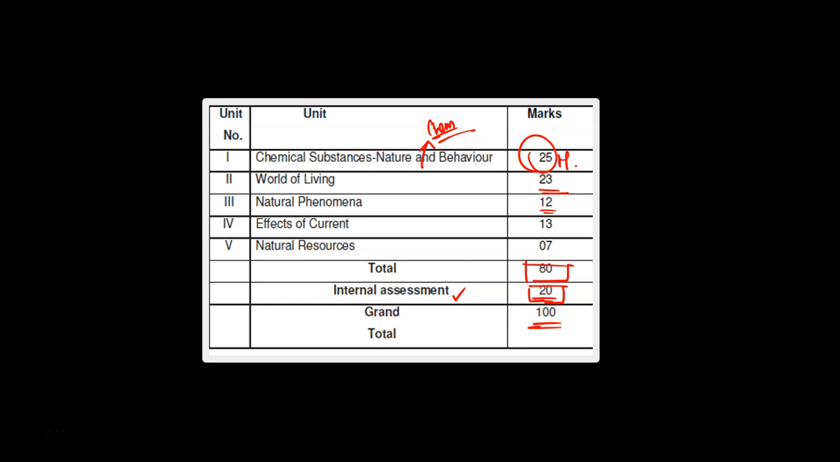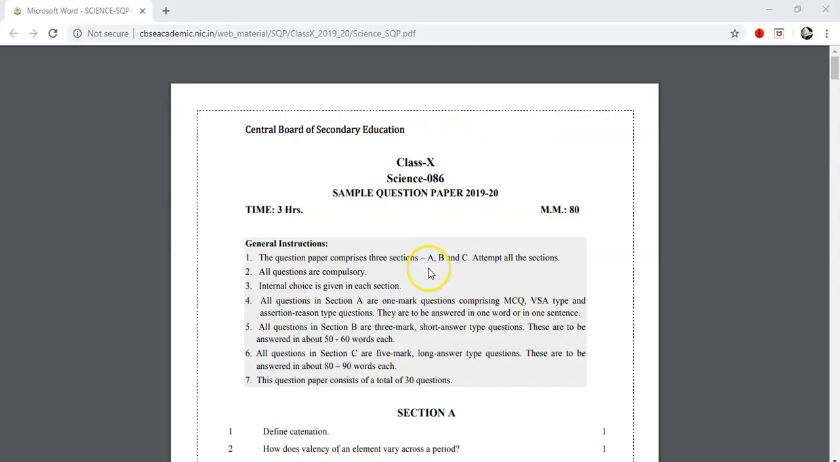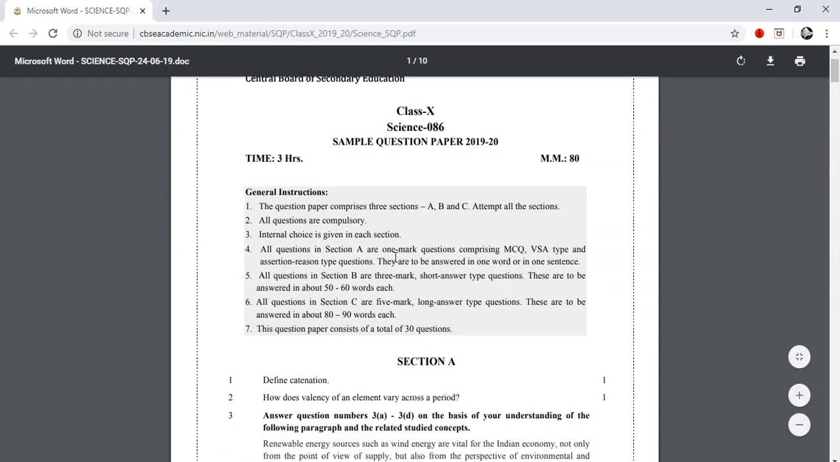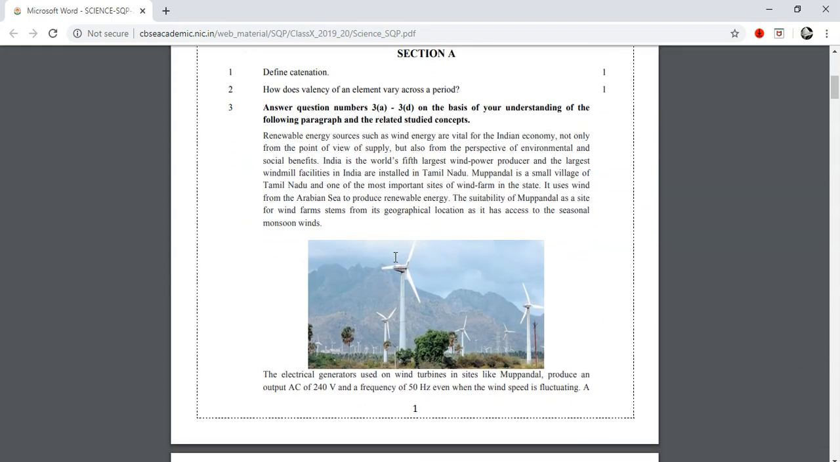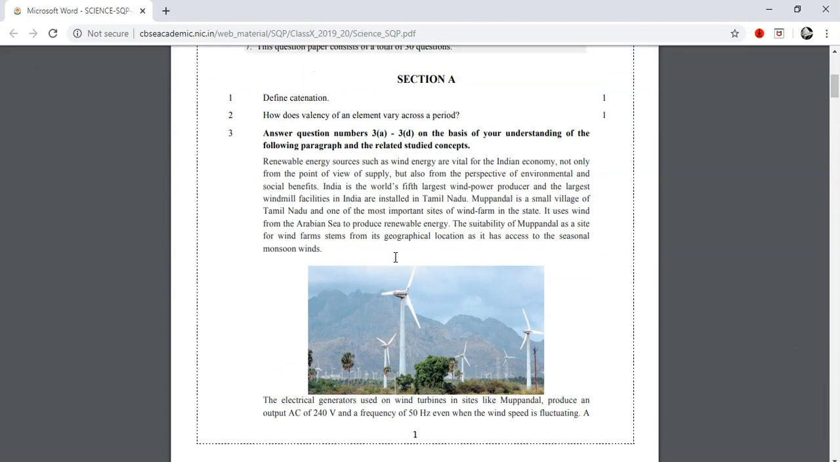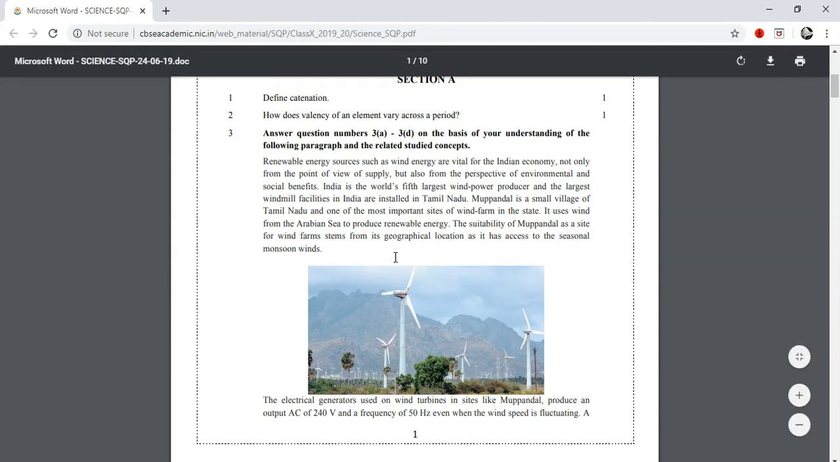Now let us take a look at the CBSE sample paper to understand things better. As said before, this is a sample paper that I have picked up from the CBSE website, and the instructions that I have explained to you till now are here at the top of the page. Now let's take a look at section A. This paper is a cumulative of physics, chemistry and biology questions. Observe the questions in section A. The first one is define catenation. This is a chemistry question and it's a 1 marker. Second one, how does valency of an element change across the period? 1 marker.